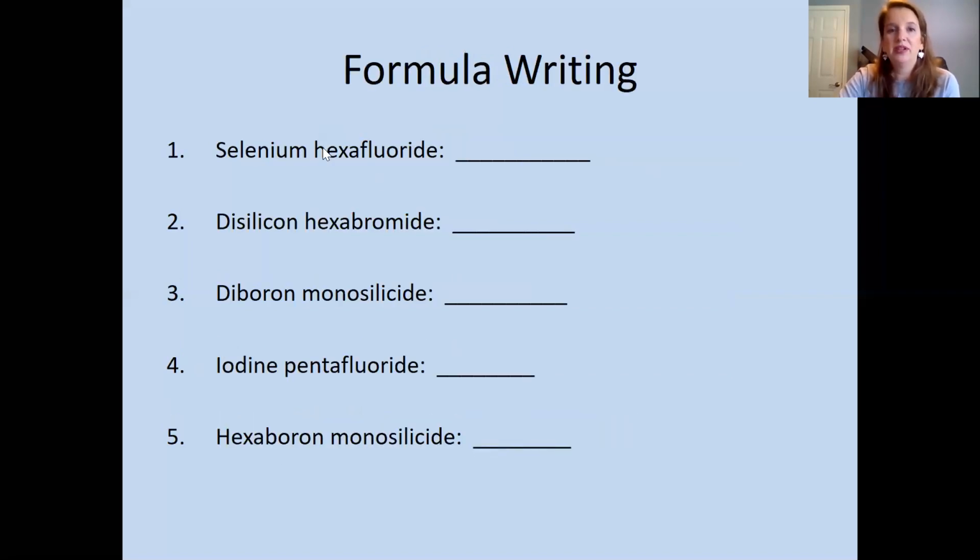Formula writing: the prefix tells you how many there are. So selenium hexafluoride, selenium is Se, F6, so SeF6. Disilicon, di is 2, so Si2. Hexabromide is 6, so Si2Br6. Diboron, B2. Monosilicide, Si. Iodine pentafluoride, so IF, penta is 5, IF5. And then hexaboron monosilicide, B6Si.